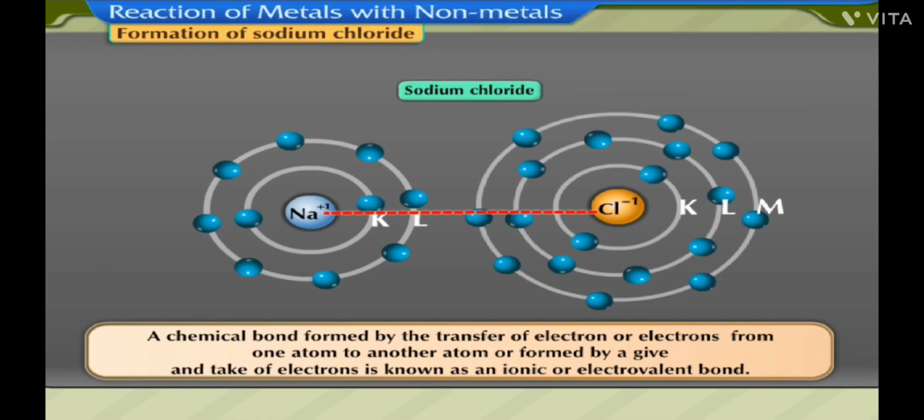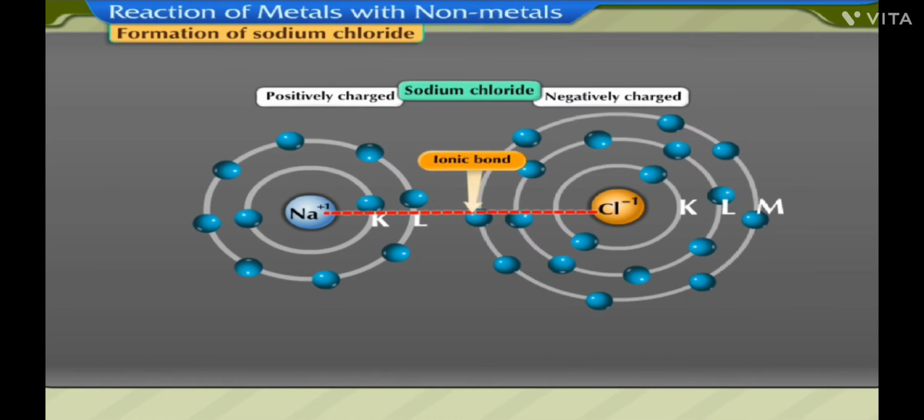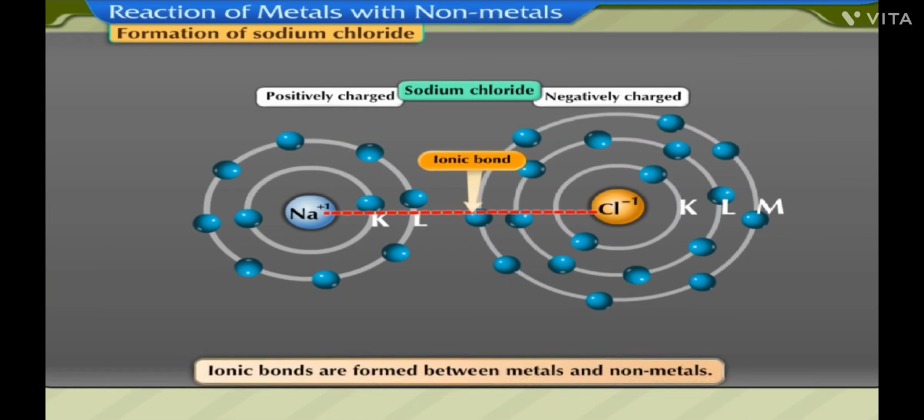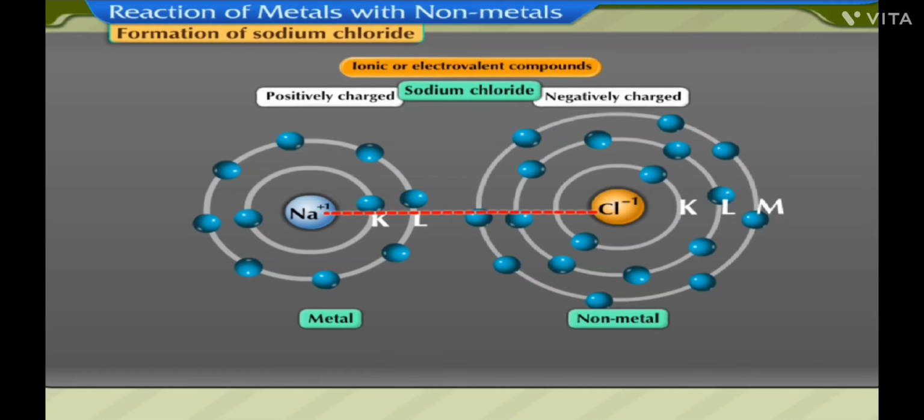The atom that loses electrons becomes positively charged and the atom which gains electrons becomes negatively charged. These oppositely charged ions are attracted to each other by strong electrostatic forces and an ionic bond is formed. From the above example, we can now say that ionic bonds are formed between metals and non-metals. Compounds formed by the transfer of electrons from a metal to a non-metal are known as ionic or electrovalent compounds.